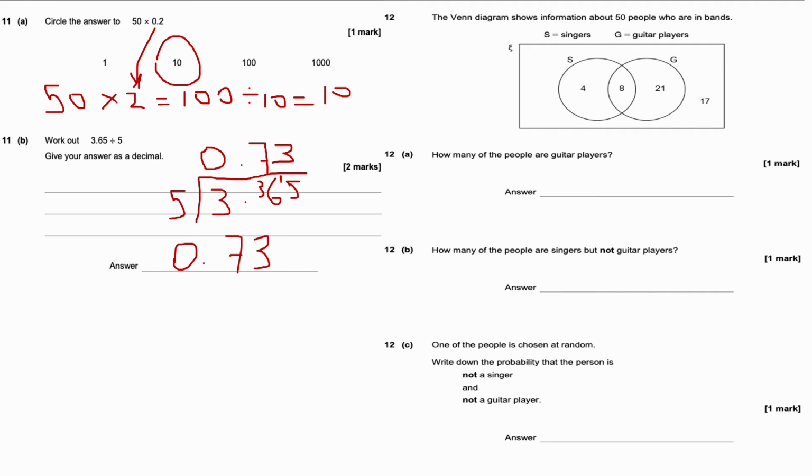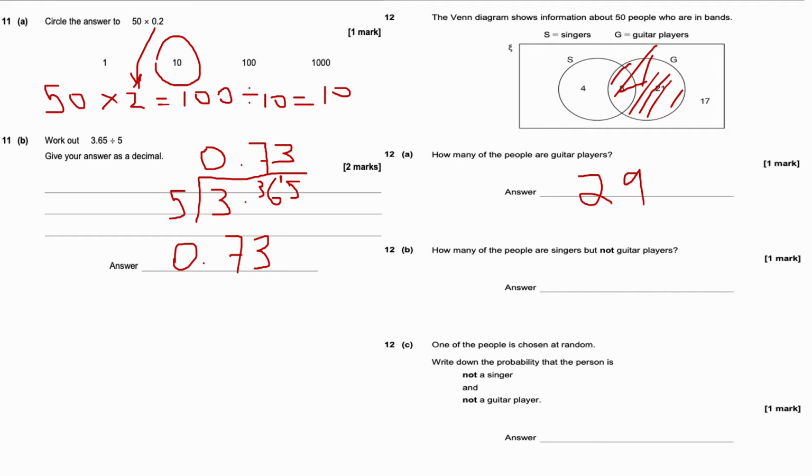This is question number 12. The Venn diagram shows information about 50 people who are in bands. S for singers, G for guitar players. How many of the people are guitar players? So guitar is 21 plus 8, which is 29. It's the whole of this circle here, 21 plus the 8.